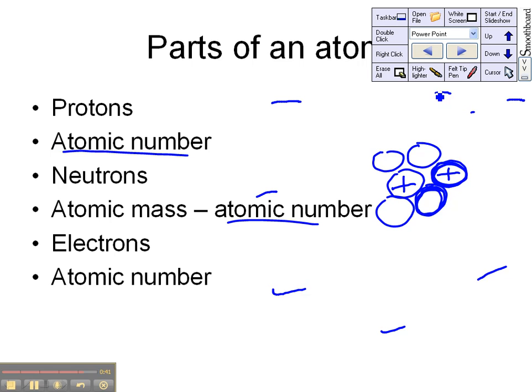Just in review real quick, we have protons in the middle, neutrons in the middle, electrons zipping around on the outside. In the next video, we're going to take a look at the electron cloud model, one of the best models of atoms that we have today. And it's amazing to see God's power in the makeup of those atoms right there.